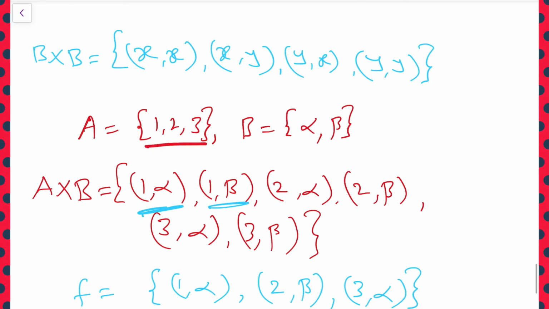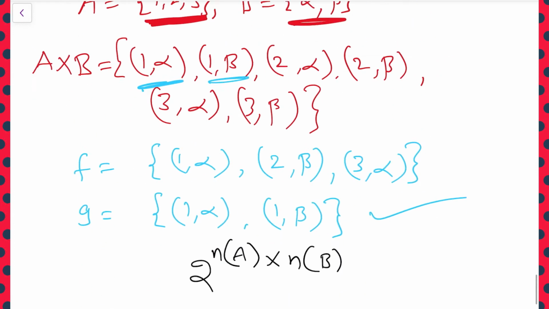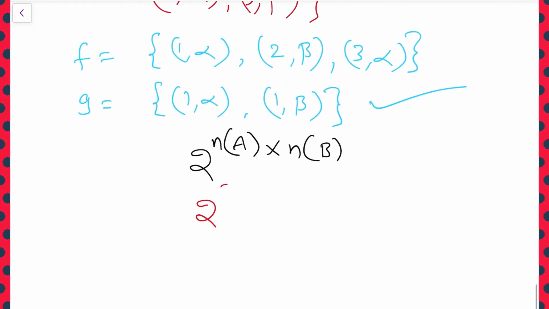In the set A we have 3 elements and in the set B we have 2 elements. So n(A) is 3 and n(B) is 2. So we will get 2 power 3 times 2, and 3 twos are 6. 2 power 6 is nothing but 64. So in total we can write 64 relations from A to B.